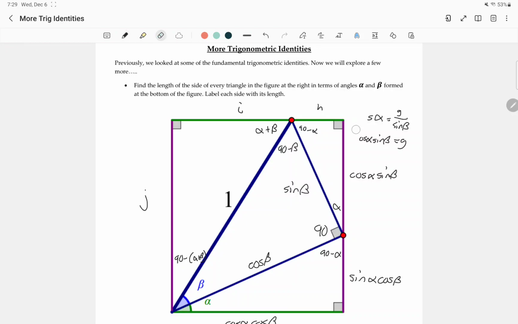Now I'm just going to erase this to make some room, but we can solve for h in the exact same way. So we know that h over sine beta is going to equal the sine of alpha. And then we can just reorganize, so sine alpha sine beta. Nice, and we'll just plug that in.